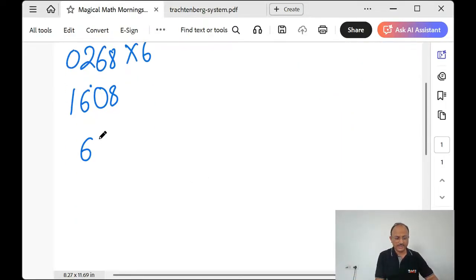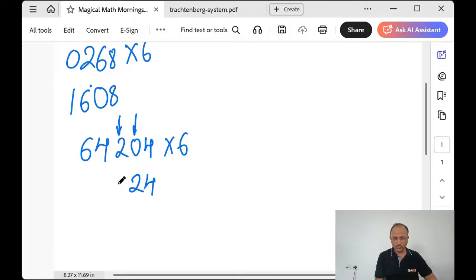Suppose you want to take 64,204 into 6. First number 4, nothing is the neighbor, so I'll write it as it is. Then next number is 0. Half of the neighbor is 2. The sum is 2. Next number is 2. Half of 0 is 0. So 2 plus 0 is 2. Next is 4. Half of 2 is 1. 4 plus 1 is 5. 6. Half of 4 is 2. 6 plus 2 is 8. The last one, 0. Half of 6 is 3. Correct? This is the answer.